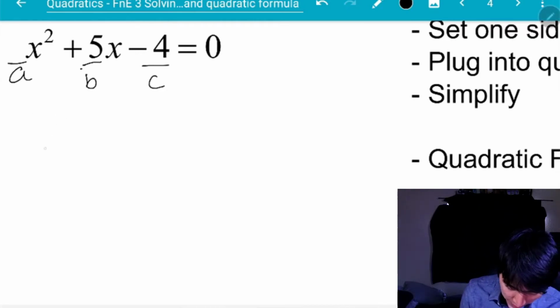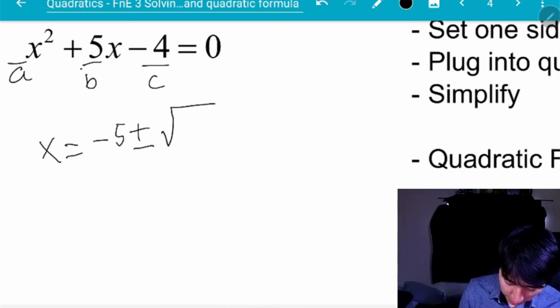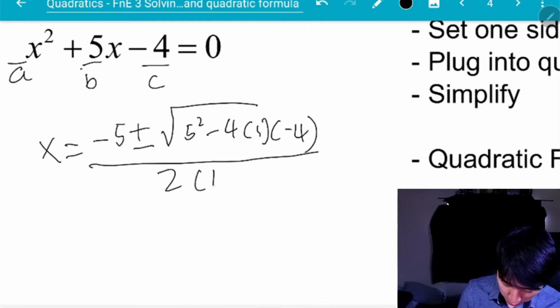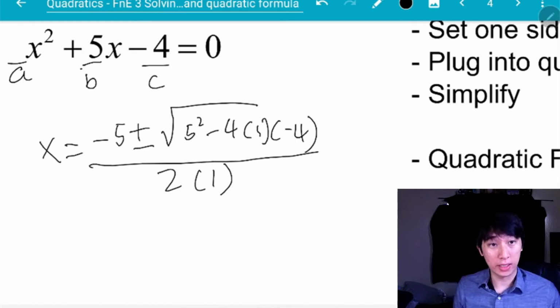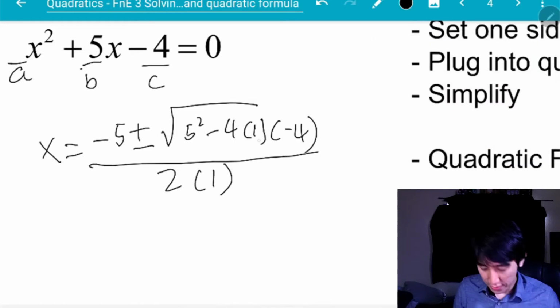So if we write this out, we write x equals negative 5 plus or minus square root 5 squared minus 4 times 1 times negative 4, divided by 2 times 1. That's how you're plugging it into the quadratic formula. Let me clean this up a little bit so it looks like a 1 and not a 5. And then from here, once you have this, you're going to just evaluate or do all the math.